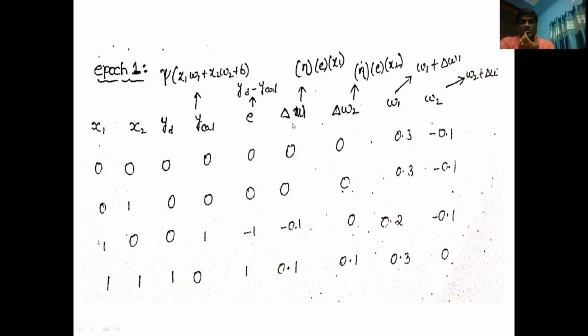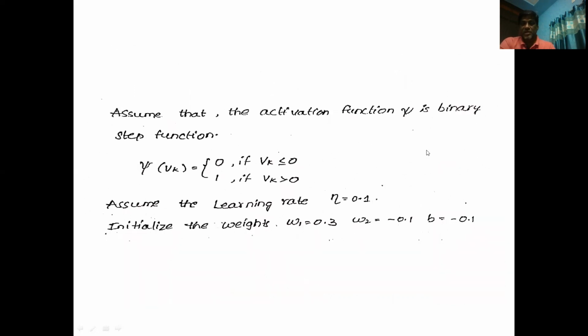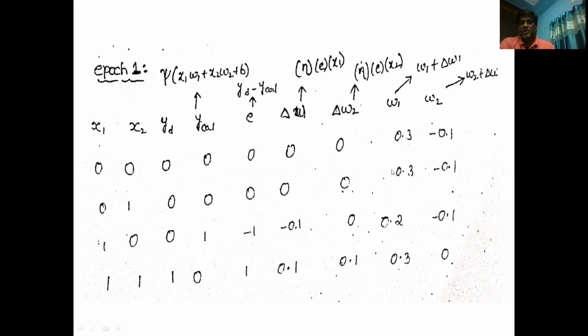Then there is no difference in W1. Delta W1, delta W2 is also calculated by using this formula. Eta is assumed as 0.1, error is 0, and x1 is 0. Therefore, delta W1 is also 0. Delta W2 is also 0 because the error term is 0. Therefore, there is no difference between W1 and W2 as the assumed values are 0.3 and minus 0.1. Here also we got the same W1 and W2 since the error term is 0.